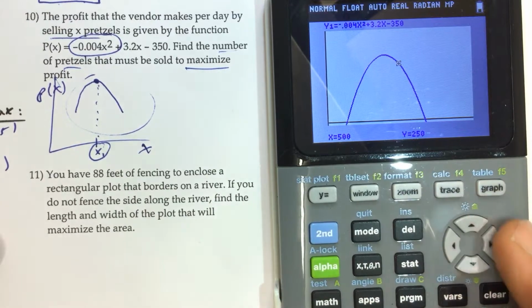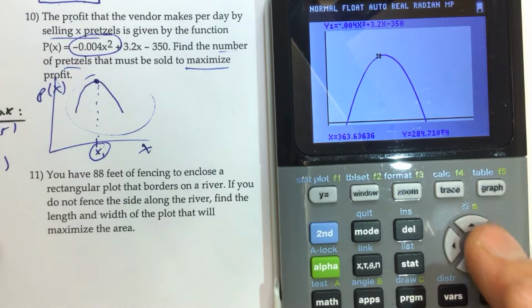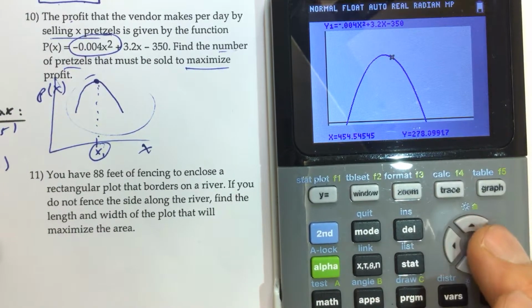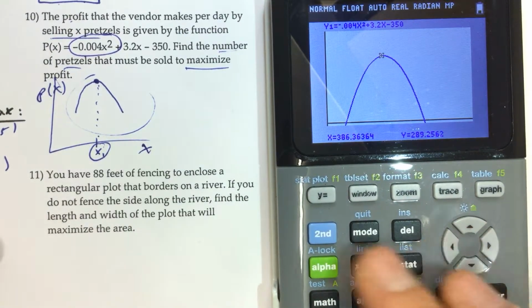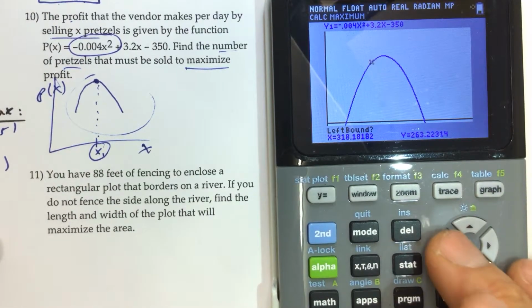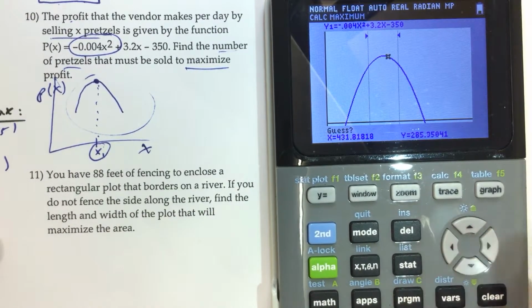We could always just trace the graph also and see where we're at. It looks like we're going to sell somewhere in the neighborhood of 400 pretzels, and make a profit of 289, 290, something like that. But we can easily do second trace, maximum. Left bound, move the cursor to the left. Right bound, move the cursor to the right. Move the cursor back up for the guess, and we can see that the x value is 400, rounded to the nearest 3 digits, and the y value is 290.